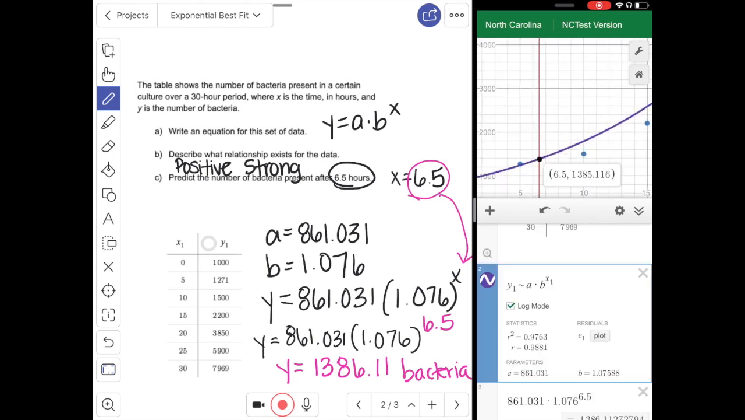Let me zoom in. And I have 1,385.11. So why was it off just a little bit? Probably the reason that this was off a little bit from the answer we got is because we rounded. We rounded to 3 decimal places, and that could have thrown our answer off just a tad bit. However, we should recognize that it is very close to the answer we got.